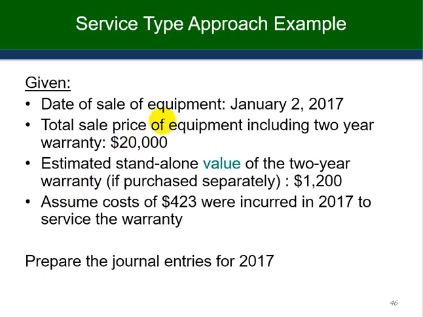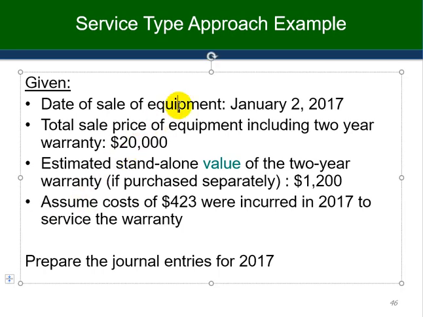So here's an example. We sold some equipment January the 2nd. The sale price of the equipment is $20,000. The standalone value of the 2-year warranty, if you bought it separately from the equipment, was $1,200. So included in the $20,000 presumably is $1,200 of warranty costs. The costs of $423 were actually incurred in 2017 to service the warranty.